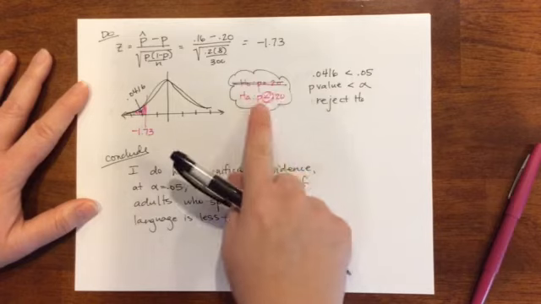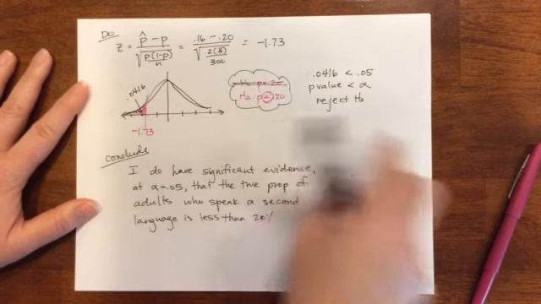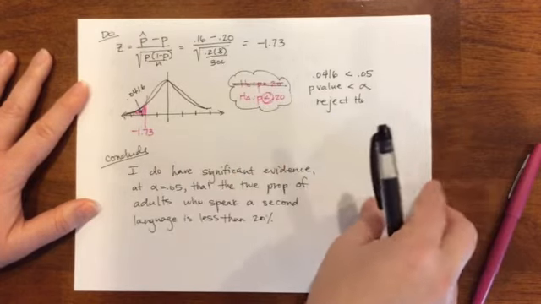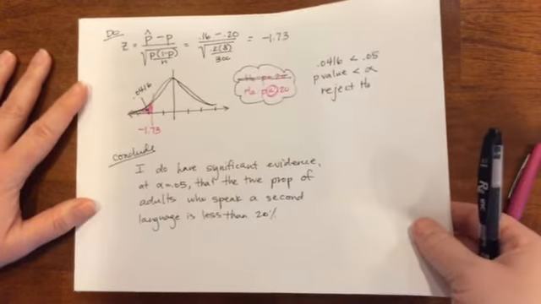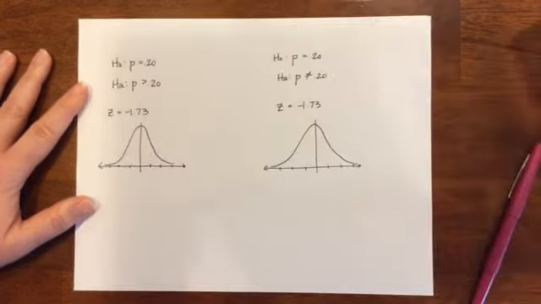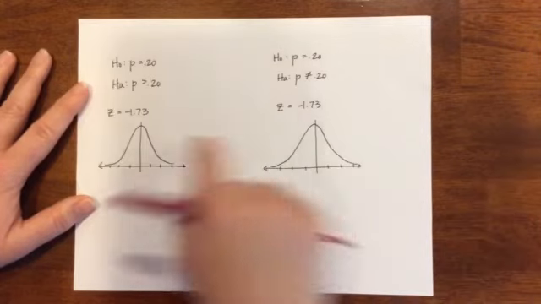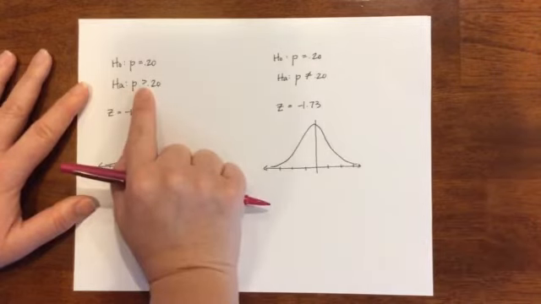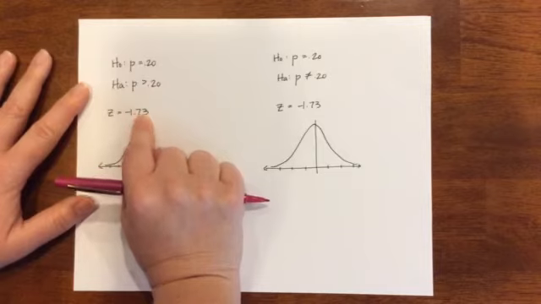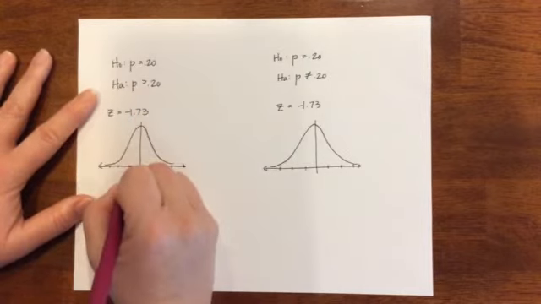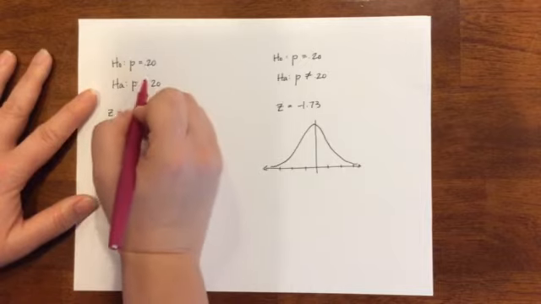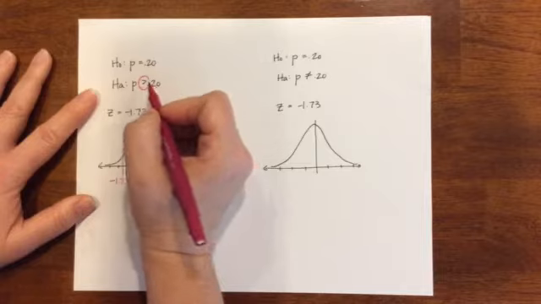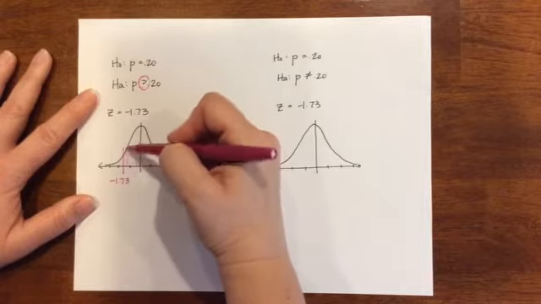So this hypothesis test was testing that the proportion was lower. Let's look at what it would look like. Same problem, but what if it said, I think that the true proportion of people who speak a second language has increased. Okay, that means you'd be testing a greater than problem. So everything would be the same. You'd still get negative 1.73. But when you're doing a greater than problem, remember you're shading this side.